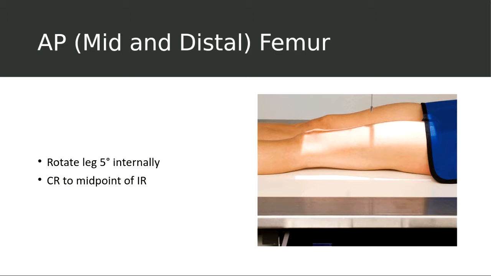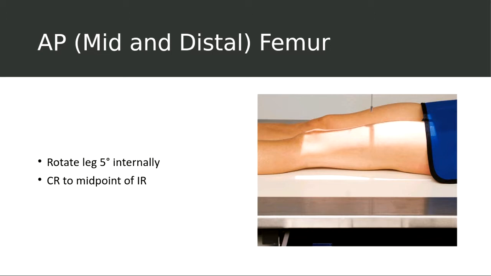Notice that we're on a 14x17, which is found in the bucky. We're going to have the long axis of the part along the long axis of the IR. So you're really only going to collimate from side to side on this particular image, nothing from top to bottom. You're going to want the entire 16 or 17 inches open from top to bottom.